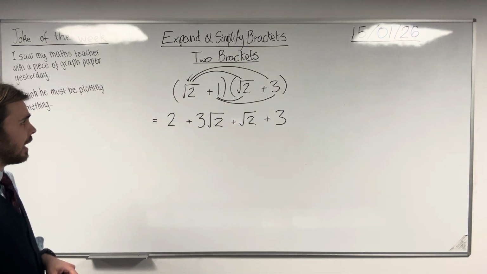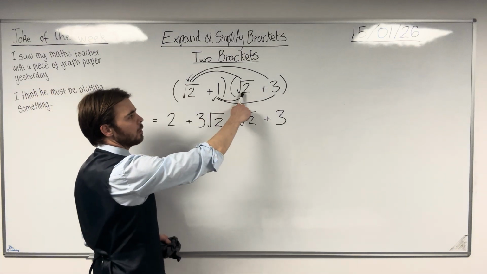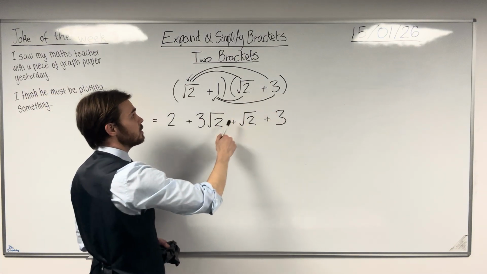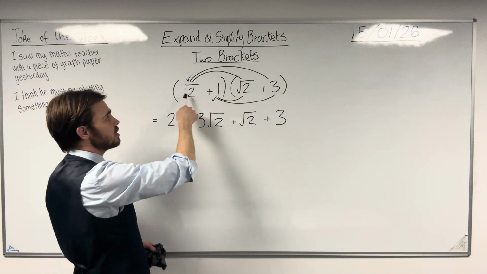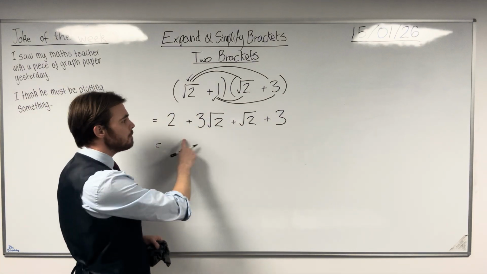Okay, we're going to take a step back. We have done our multiplication of everything. This has been multiplied twice. This has been multiplied by two things. So is this, so is this. Good, we're looking good. So now we've got to simplify where we can.